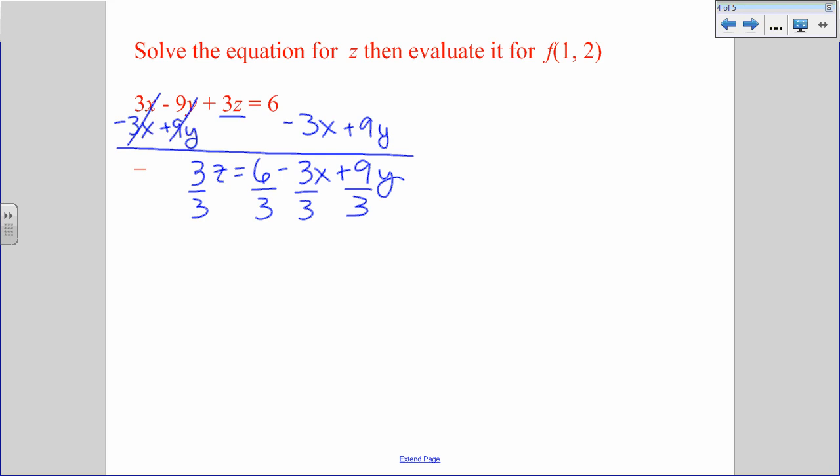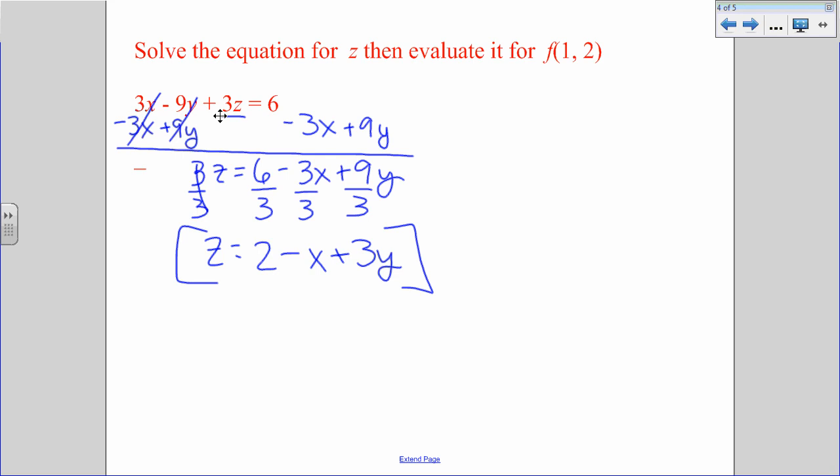That's all that 3D graphing has done, guys, is it's added that extra step there. So we're going to have z is equal to 2 minus x plus 3y. So this is what z equals. And so then, what's the second part? It says solve the equation for z, then do what? Evaluate the function at 1, 2.